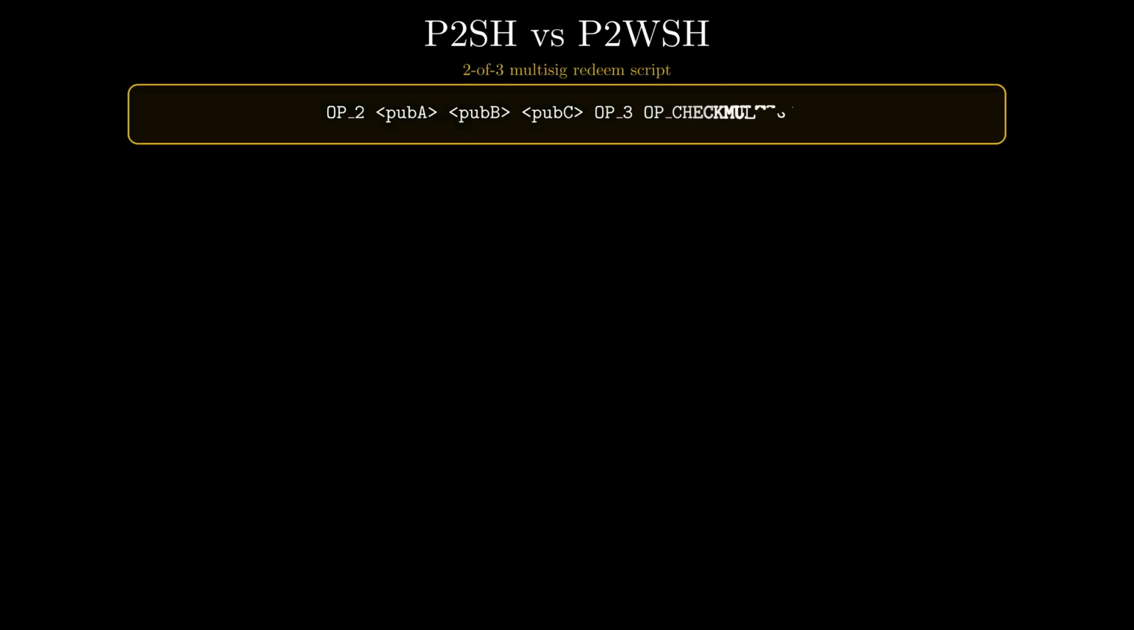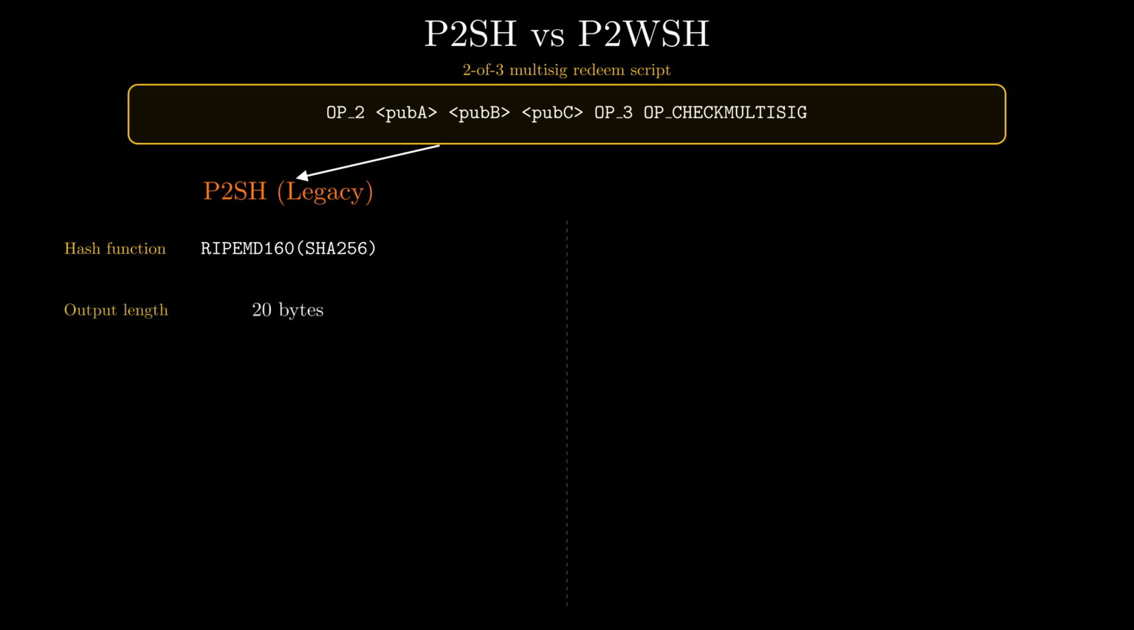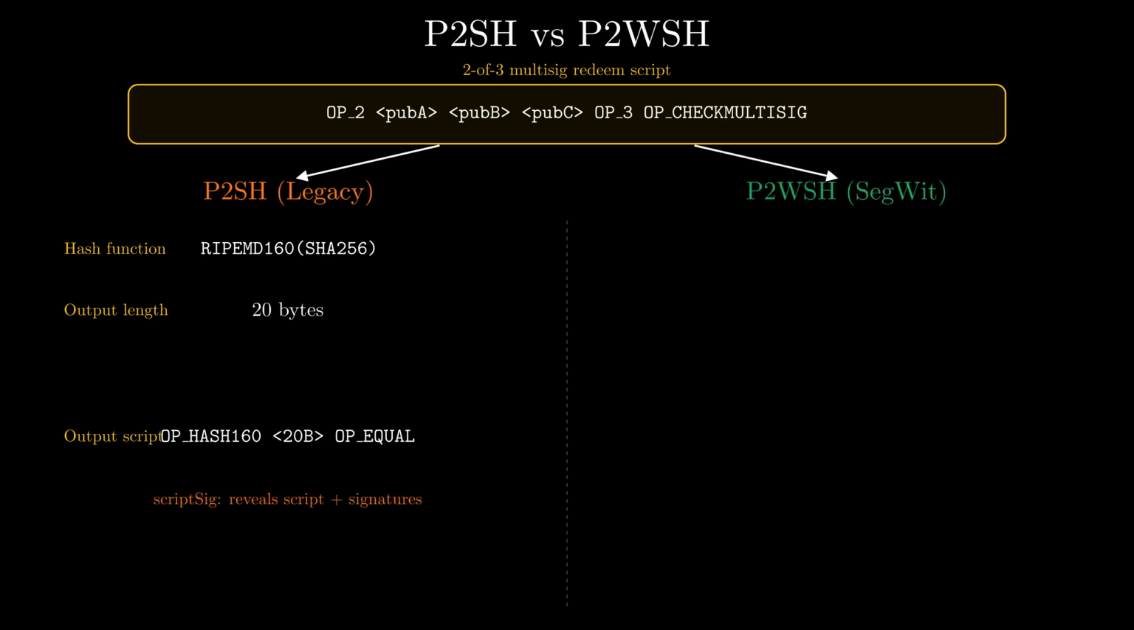What about multisig? Take a company requiring 2 of 3 signatures on its treasury. Legacy pay-to-script-hash wraps the multisig script with OP_HASH160, a 20-byte RIPEMD160 of SHA-256 digest, and OP_EQUAL. The spender reveals the original script and signatures in scriptSig. The SegWit version, P2WSH, replaces this with the same compact pattern, a 0-byte, then a 32-byte SHA-256 of the script.